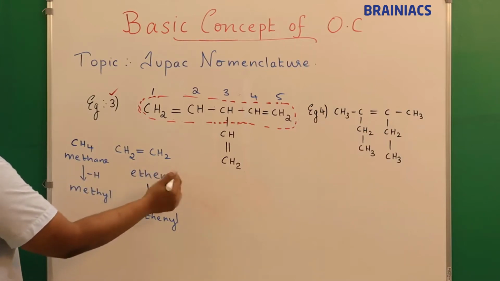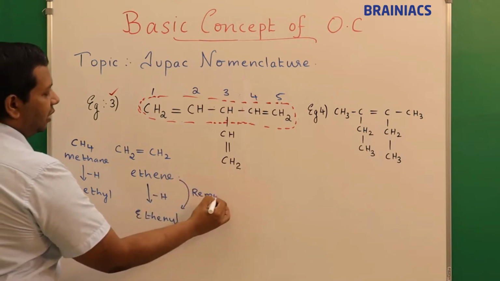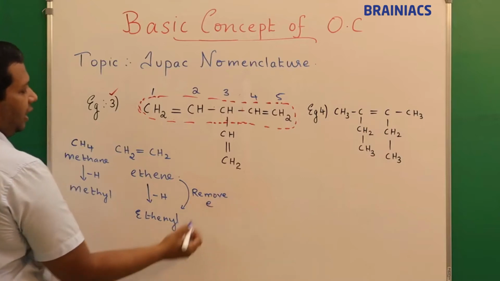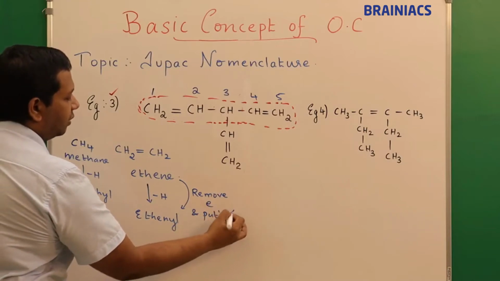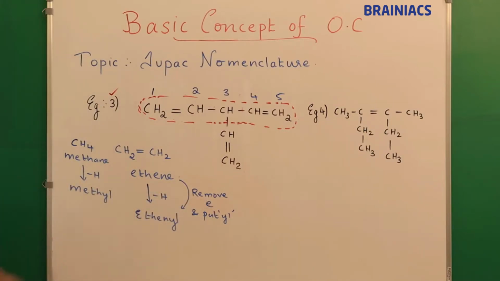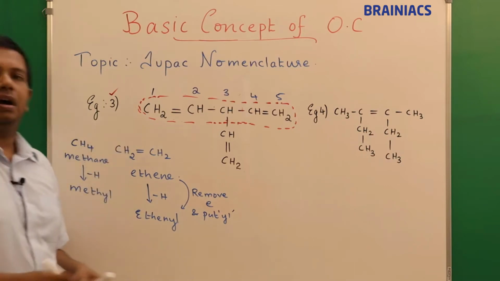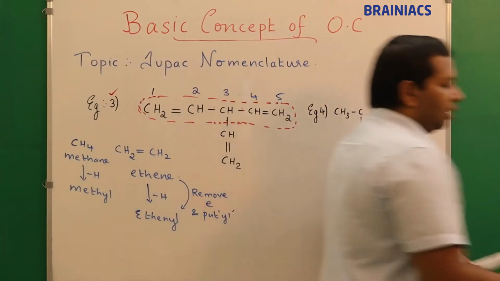Similar, ethene, you remove the E. Okay, I will write here. Remove E and put YL. So remove the E and put YL, and similarly here remove the H, once you remove the H, remove the E and put YL, so it becomes methyl. So this is the way you need to put the substituent's name.